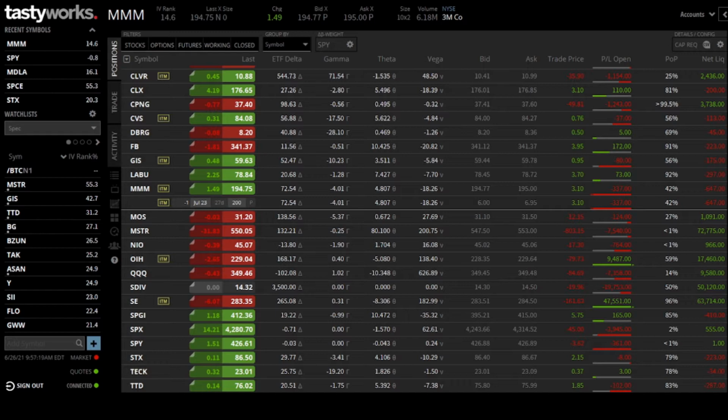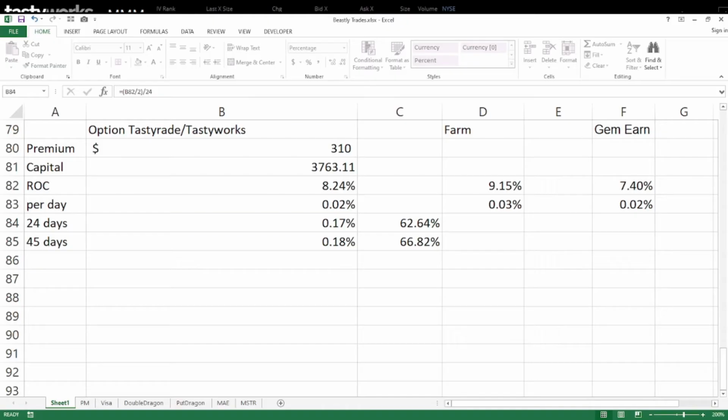So I wanted to show you guys a spreadsheet that I kind of made for myself. Just trying to compare and contrast what I can get in options premiums versus if I can yield farm or just stick it in a digital asset savings place.